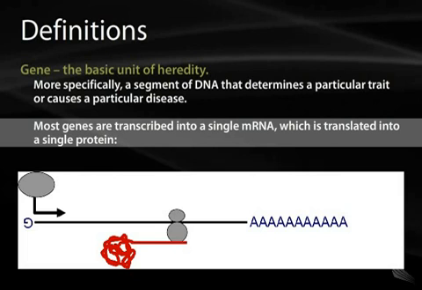As far as the USMLE Step 1 is concerned, you should always assume that you have one gene for one mRNA for one protein, unless it is otherwise specified.